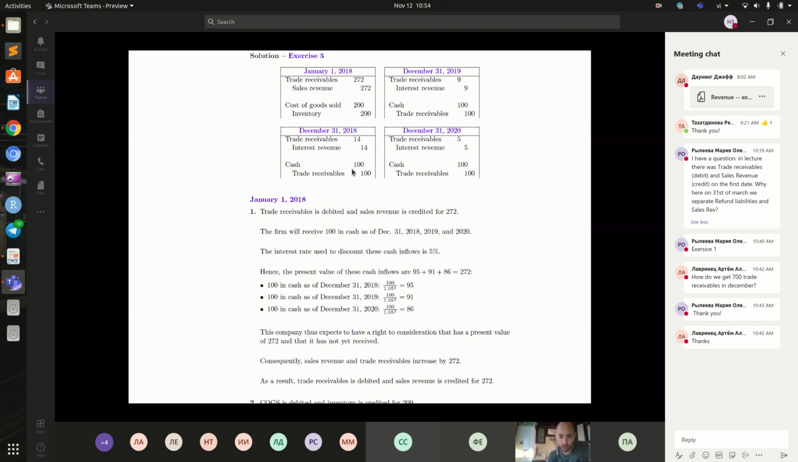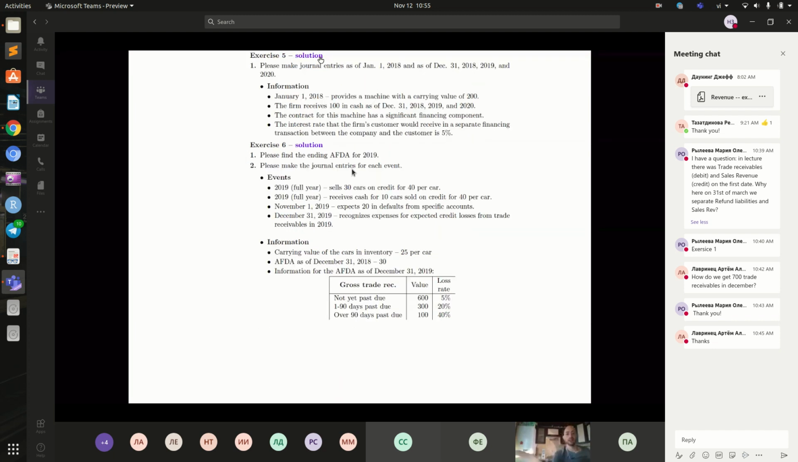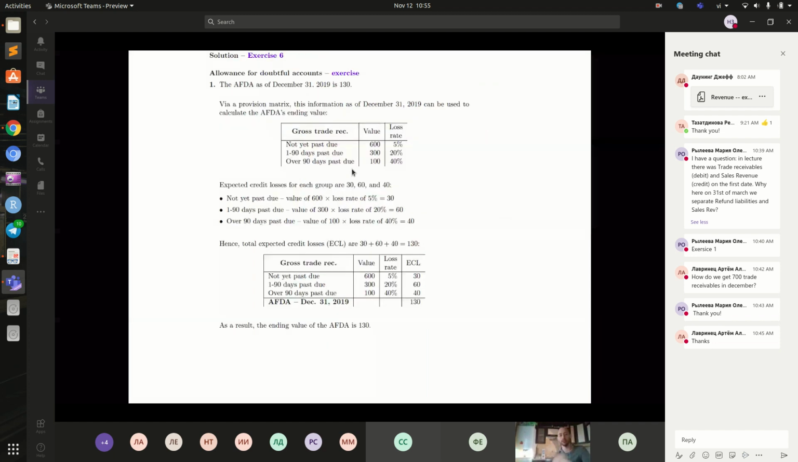So if there are questions on exercise 5. So exercise 6, first we calculate the ending allowance for doubtful accounts. We make this type of provision matrix where we multiply the value by the loss rate for each of these three groups of receivables. ECL for each of these three groups is 30, 60, and 40, hence the allowance.